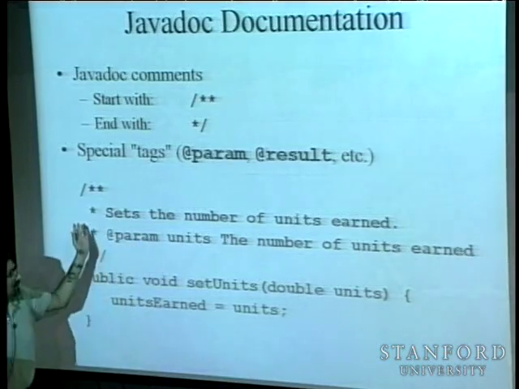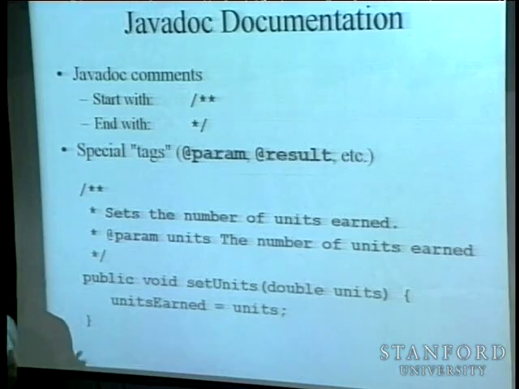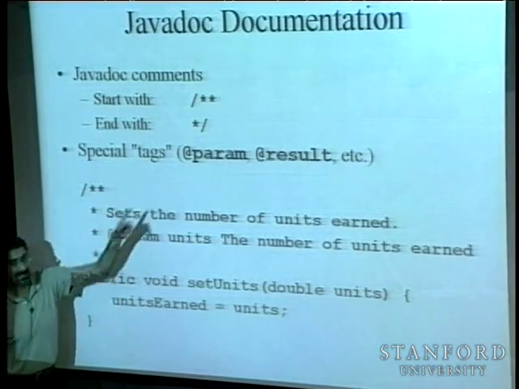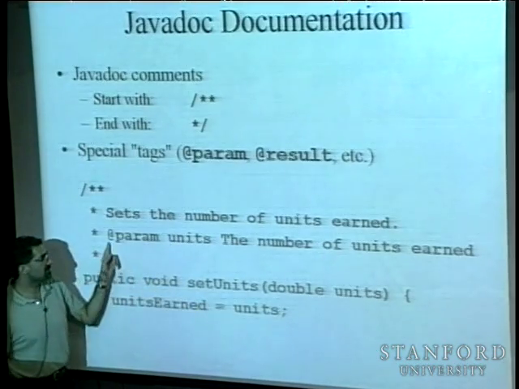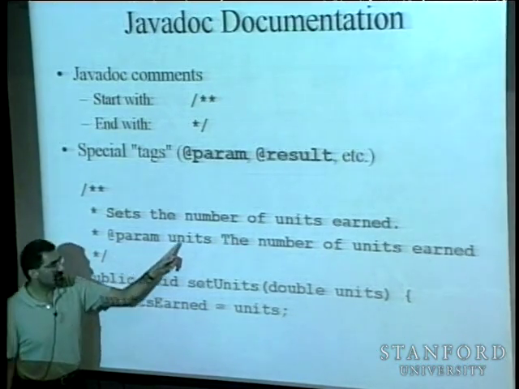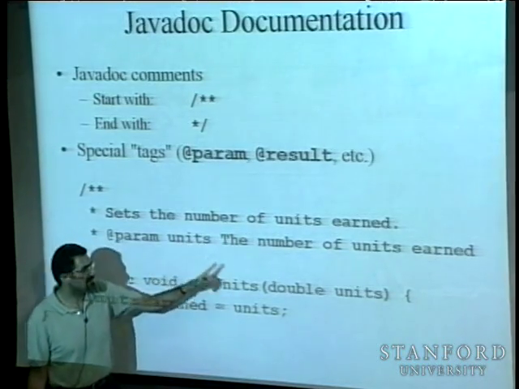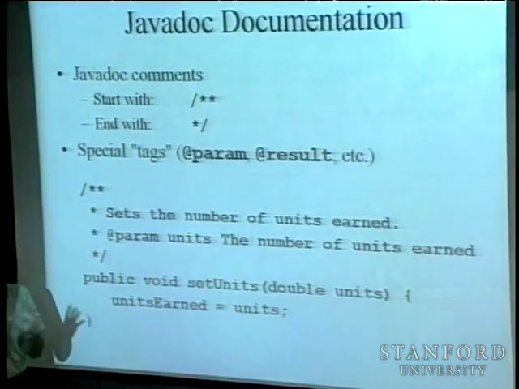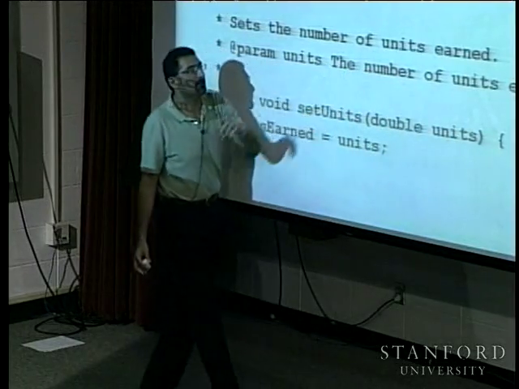Inside the comment, we still comment what the function does. Just like a normal comment, we specify whatever we want to explain to the user. Additionally, we can have some special tags like @param. And the way @param works is for every one of your parameters, you specify @param. Then you specify the name of the parameter, so that's why the words look kind of funky, because the name of the parameter is units. That's the next token here, right? Or the next word is basically units. And then what that parameter actually means, the number of units earned.